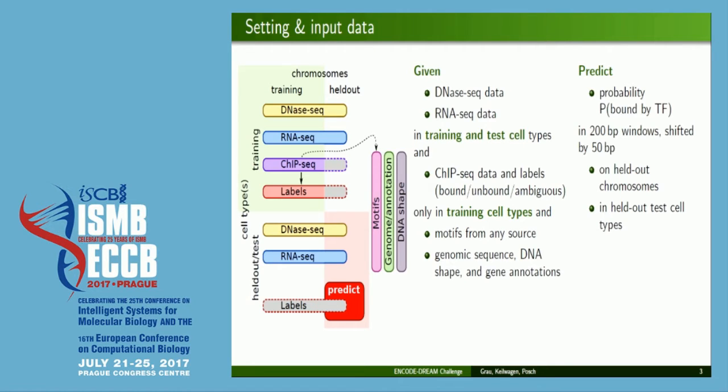And the task of the challenge then was to predict labels on previously held out chromosomes in previously unseen cell types on those chromosomes. And what we were allowed to use additionally were motifs from any source, the genome itself, of course, and gene annotations according to GenCode 19, and also computationally derived DNA shape parameters.